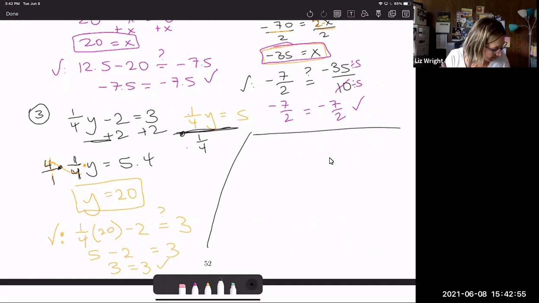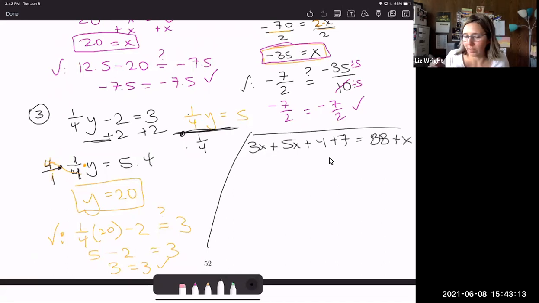Let's try another one. Let's do 3x plus 5x plus 4 plus 7 equals 88 plus x. Pause the video. You can do this one. Ready, set, go. You should be getting x equals 11 at the end.